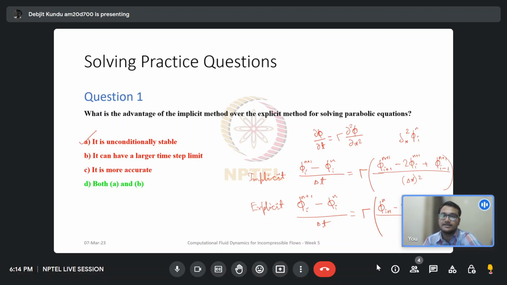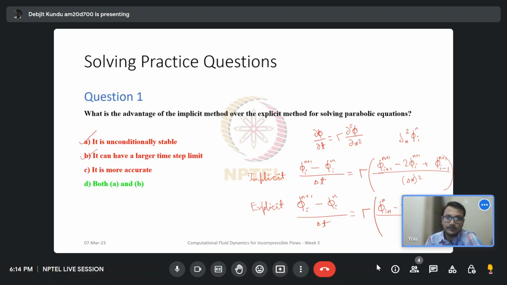But implicit techniques, they are unconditionally stable. It doesn't matter what time step or spatial division you take. The mesh size or grid size, that's what I'm talking about. So the delta x and delta t, it's completely independent of that. It is unconditionally stable. So that's what lets us have a larger time step limit as well.